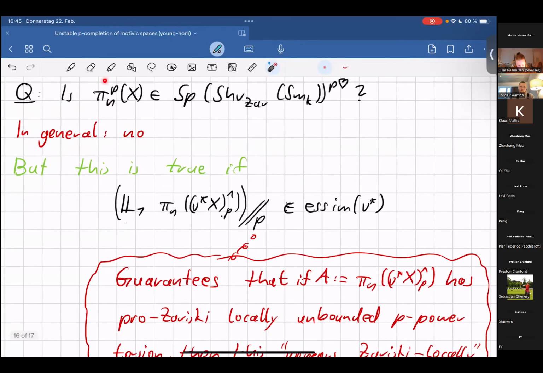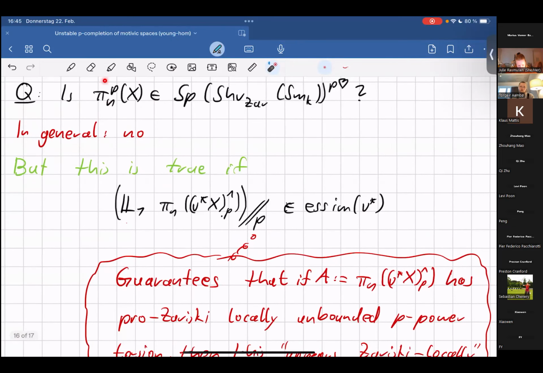But what you should get out of this is everything is good if this bad unbounded p-power torsion comes always from the topos in which we started with. And if we use this, we can get a short exact sequence in the p-adic heart of the Zariski topos of this form if we start with a simply connected X which fulfills this weird criterion. Okay, and now you can ask, is this criterion, is this condition ever satisfied?